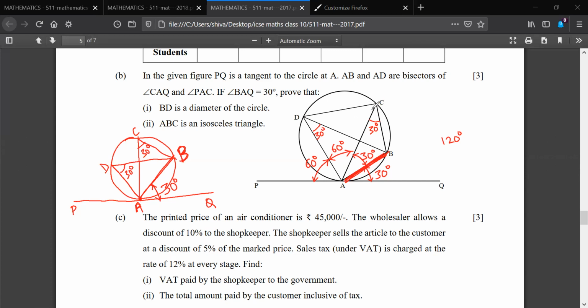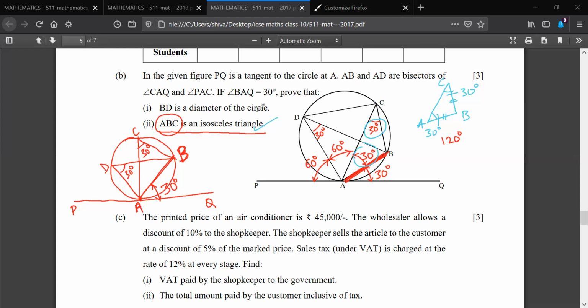Now, why am I doing this? I am doing this for two simple reasons. One is I need to prove that ABC is an isosceles triangle. Now, ABC would be an isosceles triangle, of course, because this is 30 degree, this is 30 degree. So therefore, I have proved that ABC is an isosceles triangle. Therefore, this side would be equal to this.